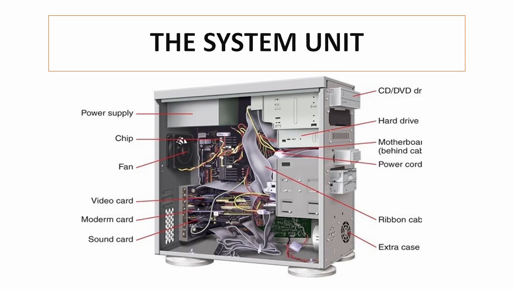The system unit houses the most critical hardware components of a computer, as you see in the picture, including the motherboard, power supply, and storage devices. The motherboard is the central hub where all components connect and communicate. It includes the central processing unit, CPU, and memory, which are vital for the computer's operation.